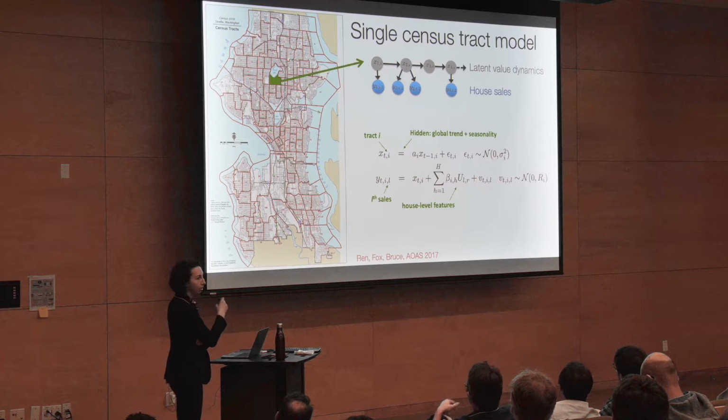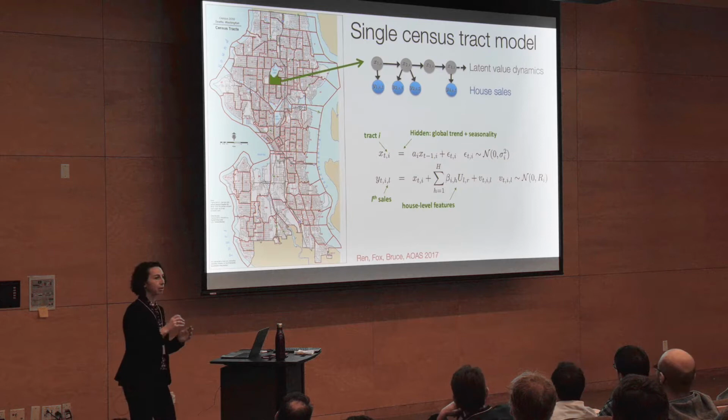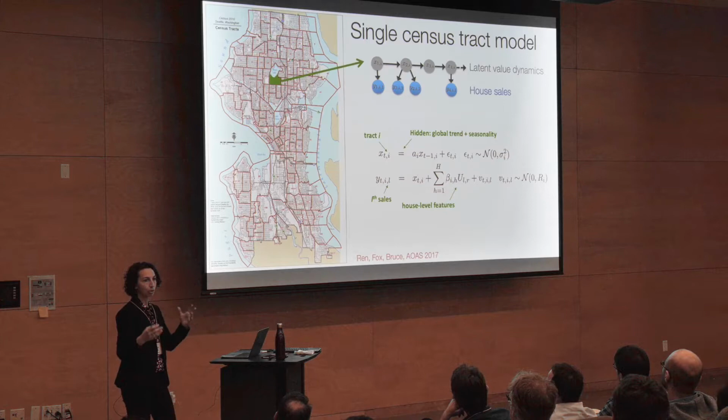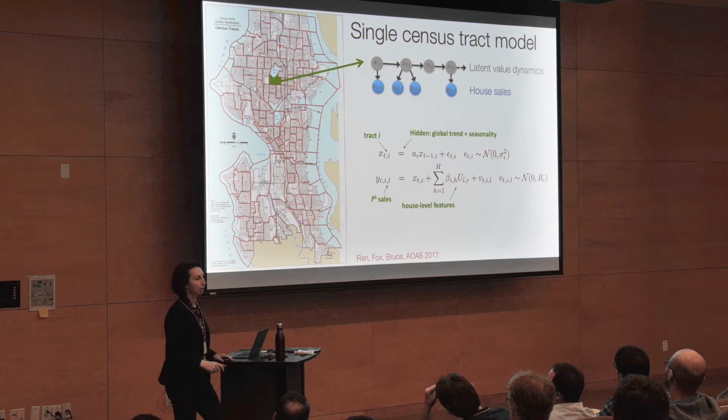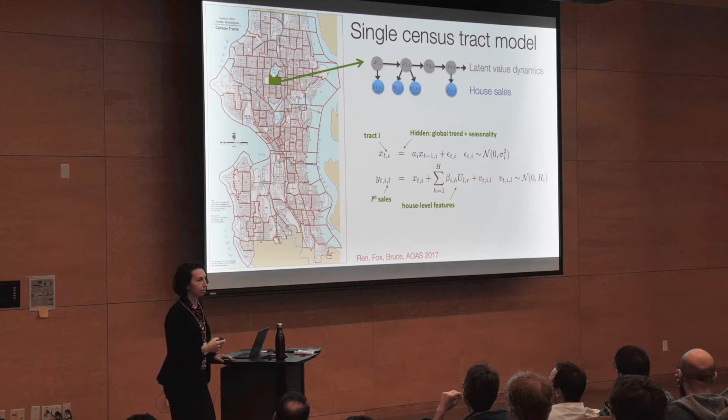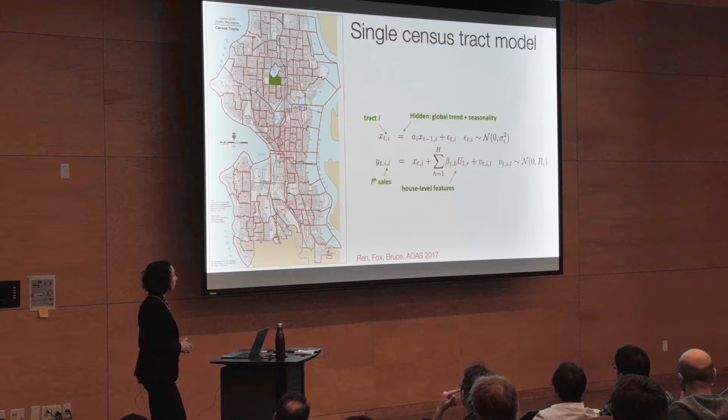And buried from this equation, just for simplicity, is the fact that we also model a global trend of what's happening at the metro level, so what's happening in Seattle as a whole. And we also capture seasonality. And then what we assume is that each house sale is just a noisy observation of the latent value in that tract, corrected for by house level features. Okay, but remember, we don't have just a single census tract, we have a whole collection of census tracts.